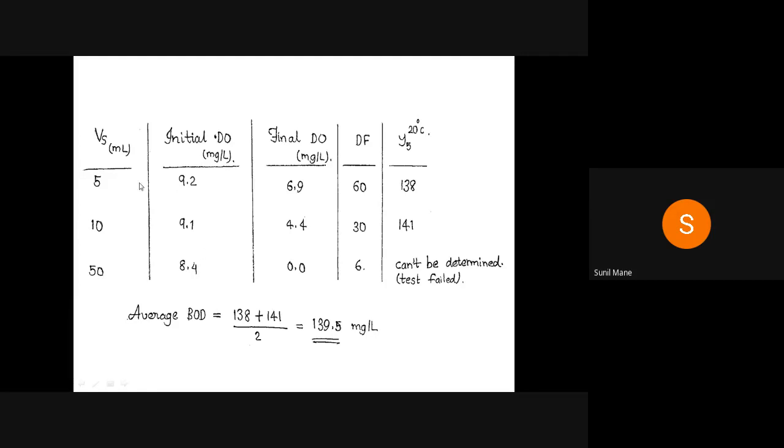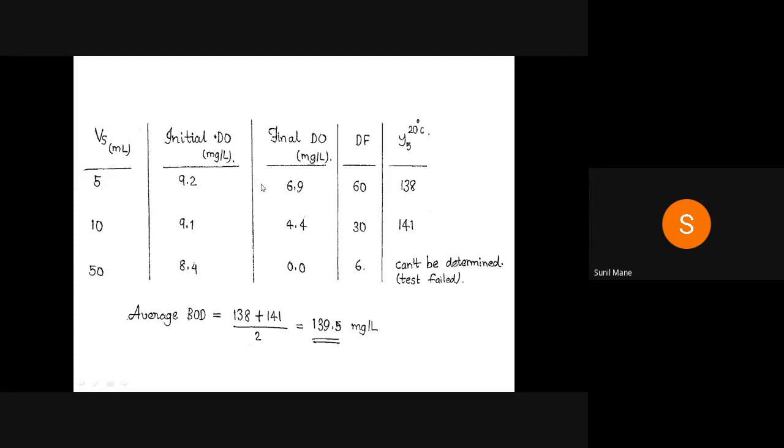Now there are three samples, 1, 2, and 3. We are going to keep these three samples for incubation again. That incubation is at 20 degrees Celsius, and would be kept for 5 days. After 5 days we are going to take out those bottles, and then we'll determine the final DO.